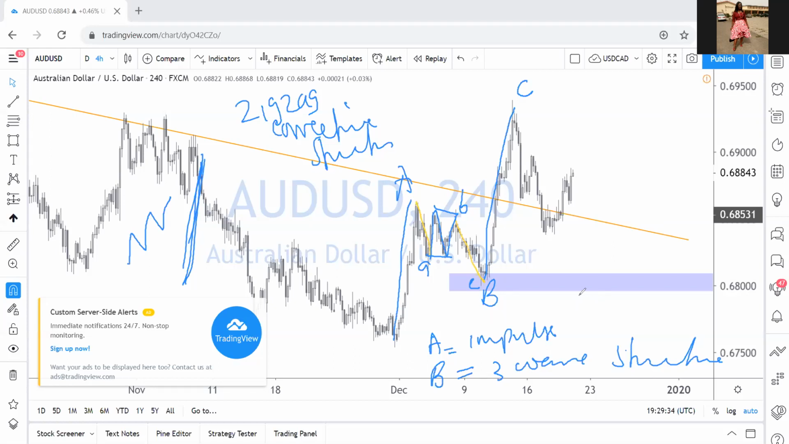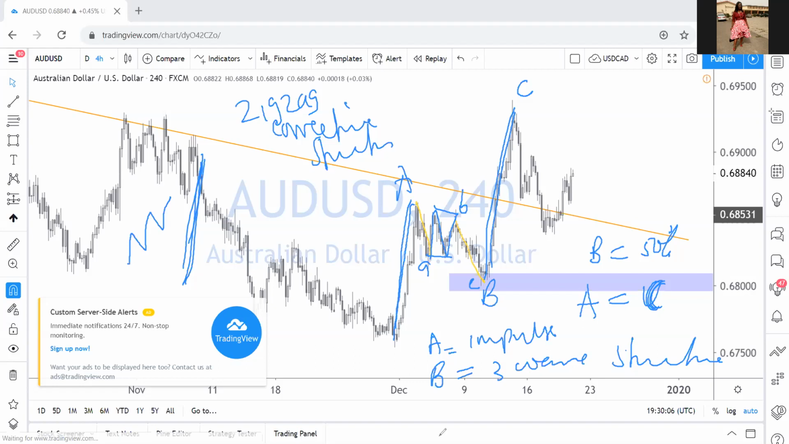And then the last rule, we say that in a zigzag, A is usually equal to what? C. What do you see here? Look at A here. Look at C here. Is it not equal? It's equal. A is usually equal to C in a zigzag corrective structure. And that's what you have seen there. And another rule is that B must make a 50% retracement of A.